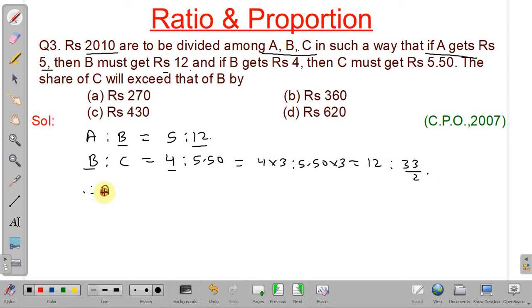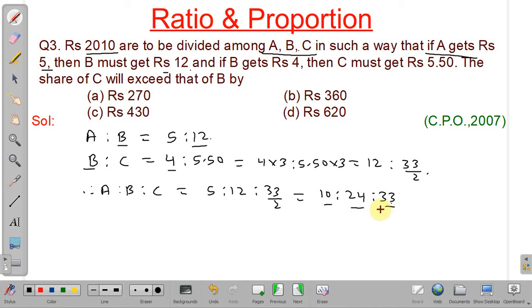Therefore, we can find the ratio A, B, C, and it will be equal to 5 ratio 12 ratio 33 by 2. So, multiplying by 2, we will get 10 ratio 24 ratio 33. Now, if we add all this, we will get 67. So, out of 67 parts, B will get 24 parts and C will get 33 parts.